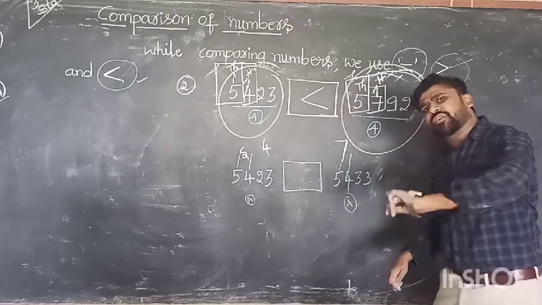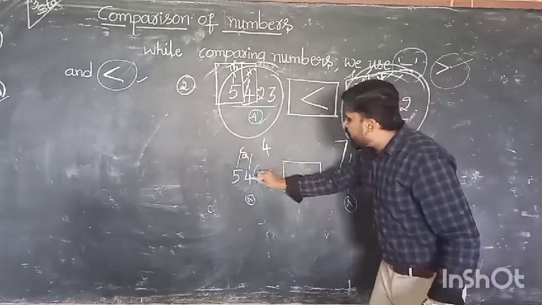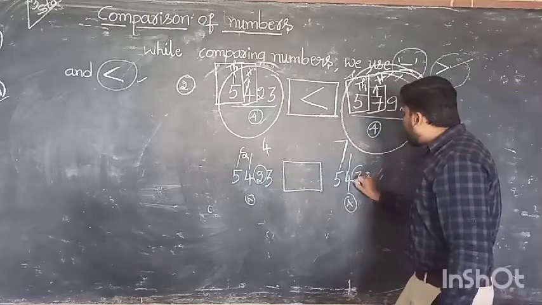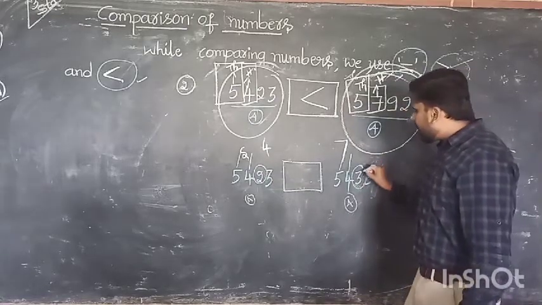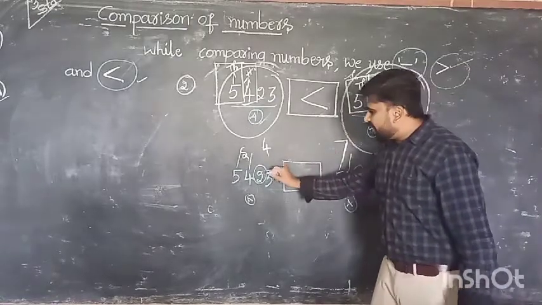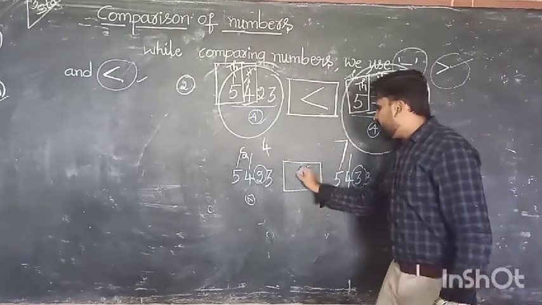That time again shift to the 10s place. Here the 10s place is 2. Here the 10s place is 3. That means 3 is the big digit, 2 is the small digit. The answer is like this.